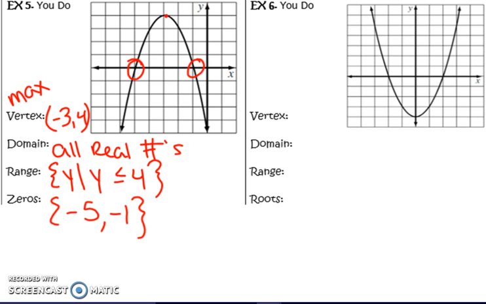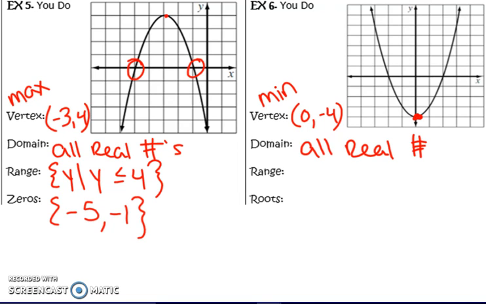Now, our last example, example 6. If we look, that's where it cuts it in half. And it is on the y-axis, and that's okay. So my vertex is (0, -4), and that is a minimum. My domain is all real numbers. My range, because it's a minimum, y has to be greater than or equal to -4.